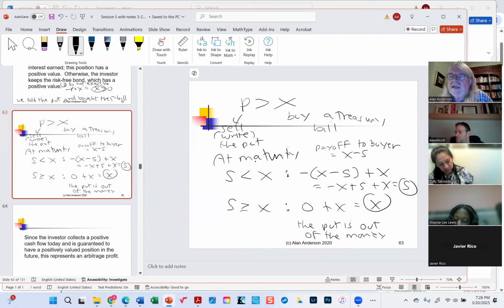Okay. So again, you've got a situation where we're putting money in our pocket today, and we're guaranteed to have a positively valued position in the future. That would be an arbitrage. Now, there's so many different conditions we could derive this way. And there's several more in the slides, but I want to make sure that we do not overlook the most important one, which is the so-called put-call parity condition.